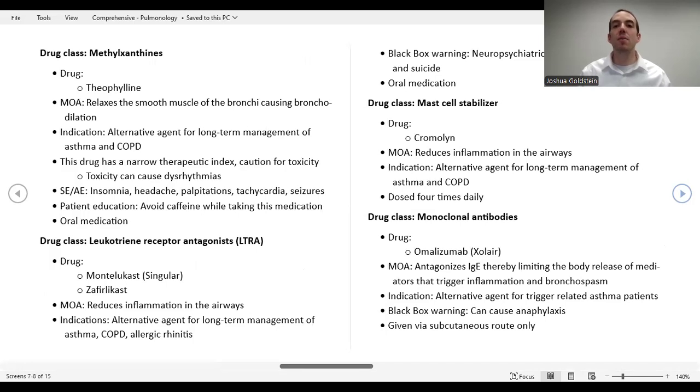Now let's continue on. The next bunch of drugs are all the chronic management drugs. So we have methylxanthines. Methylxanthines is a class of drugs that includes theophylline. Very interestingly, the most consumed drug in the world is actually in this drug class as well.